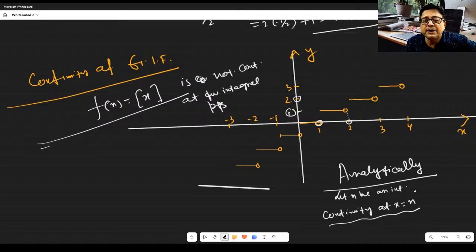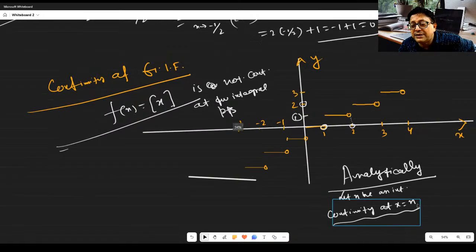Why will it not be continuous? Because if you calculate the left hand limit, the right hand limit, and the functional value, then you will observe that they are not equal. At x equal to n, what is the limiting value over there? Let us check.